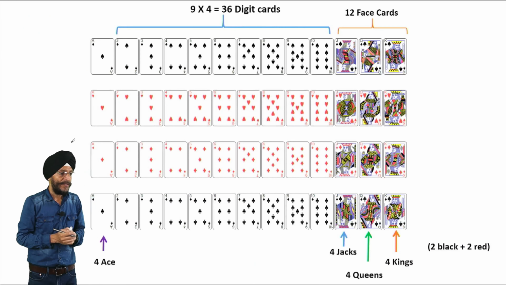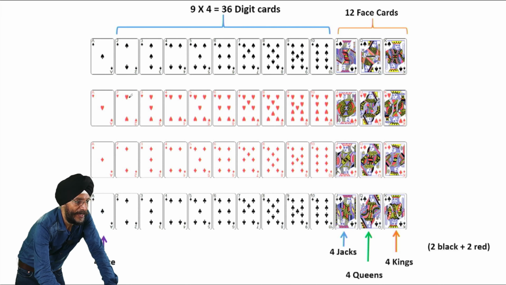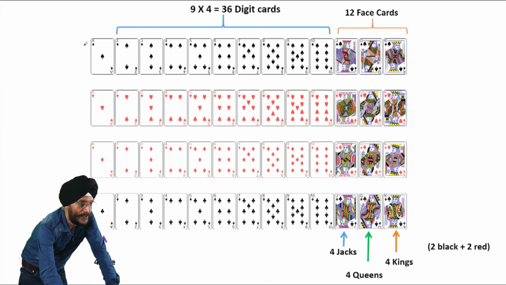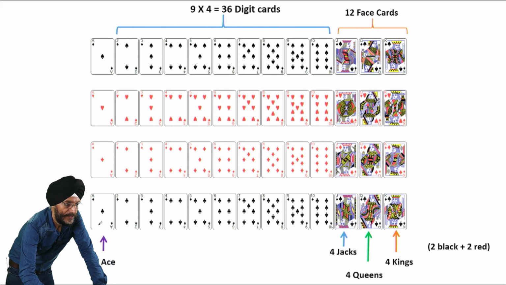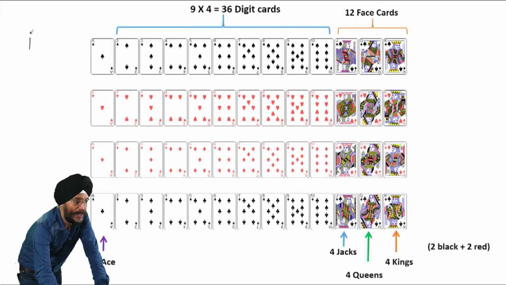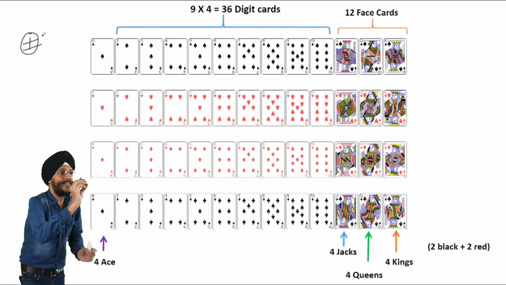Next, from this picture, you will find that out of these 52 cards, 4 cards are ace. That is, in this cards, there is no card which starts from the digit 1.